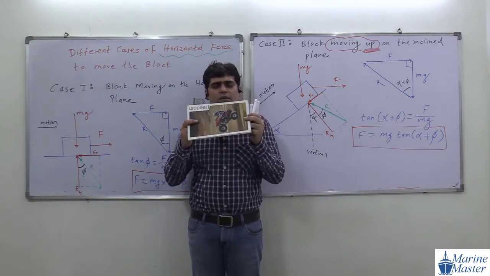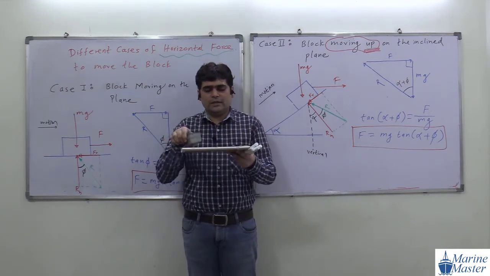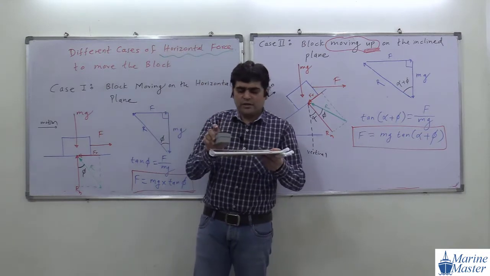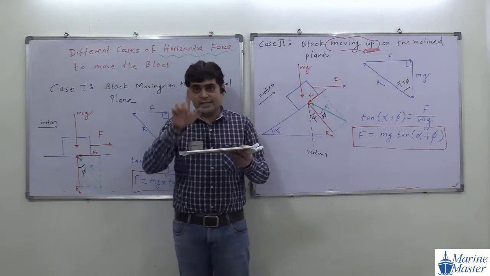Consider this copy, this notebook, as your horizontal plane. On this horizontal plane, this is a block. This block means the duster. This duster is like a horizontal plane. Okay, see the scenario here.